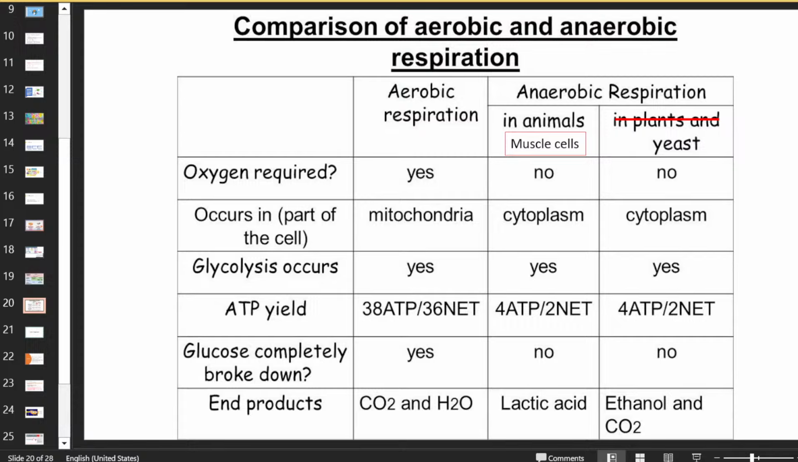Okay, what am I saying now? Oh yeah, it is in the cytoplasm. Why am I doing this?